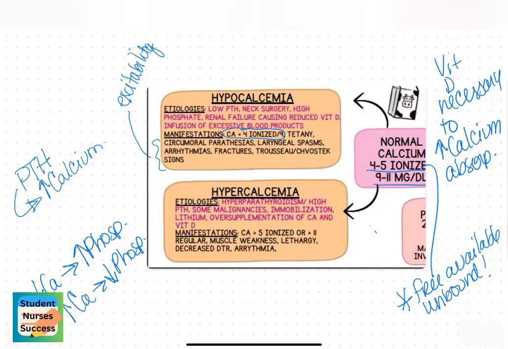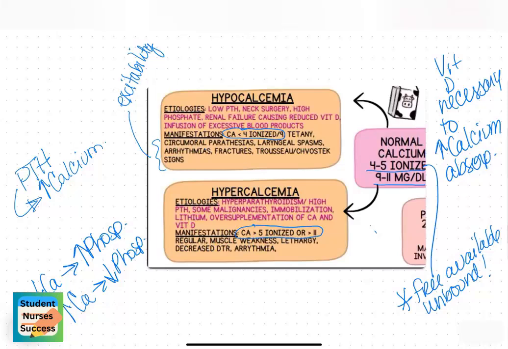Lithium, oversupplementation of calcium, and vitamin D. In both of those cases, you can raise your calcium levels too high. Manifestations include ionized calcium greater than 5 or a regular calcium level of greater than 11. Other manifestations include muscle weakness, lethargy, decreased deep tendon reflexes, and arrhythmias.